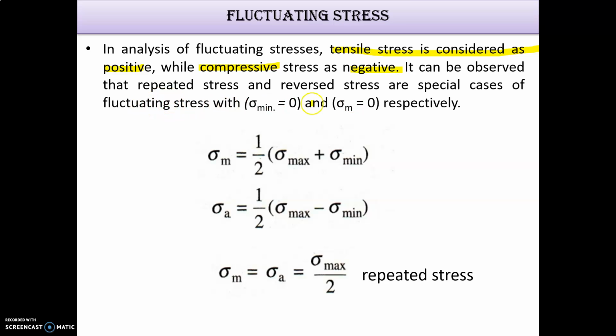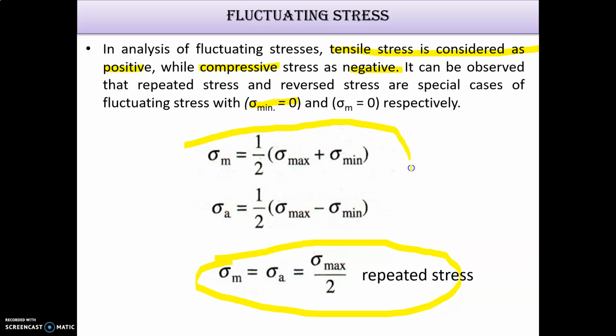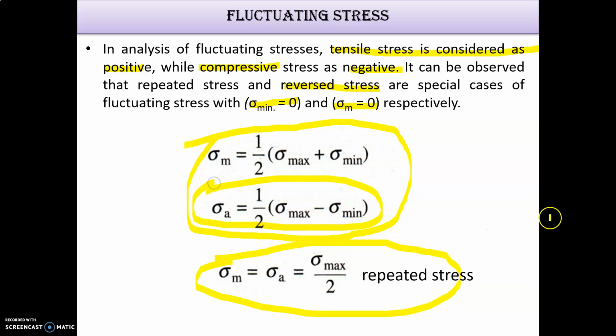So it can be observed that repeated stress and reversed stress are special cases of fluctuating stress. For repeated stress, sigma m is equal to sigma a, which is equal to sigma max by 2. For fluctuating stress, we take this formula. And for reversed stress, sigma m is equal to 0, and sigma a is the same as shown. So this is how the fluctuating stress is.